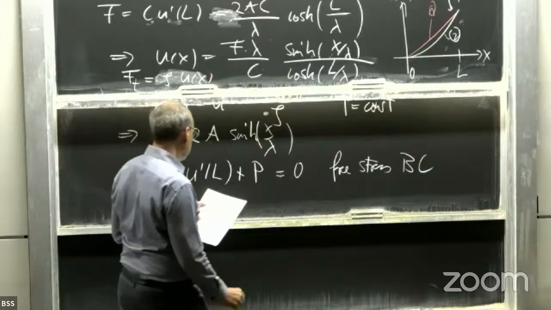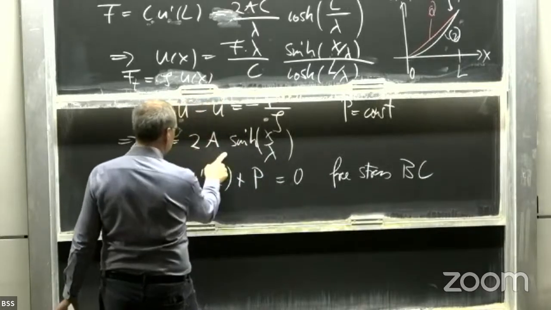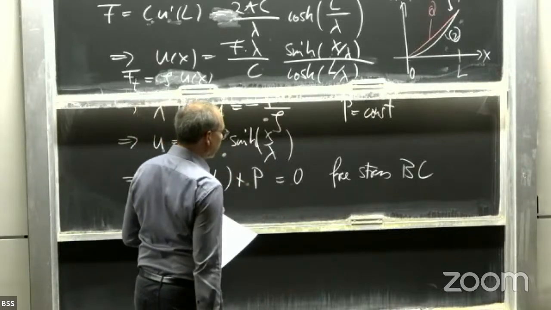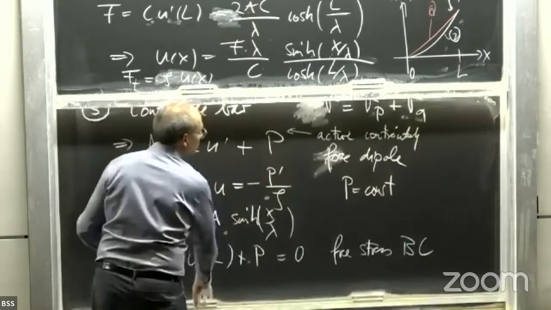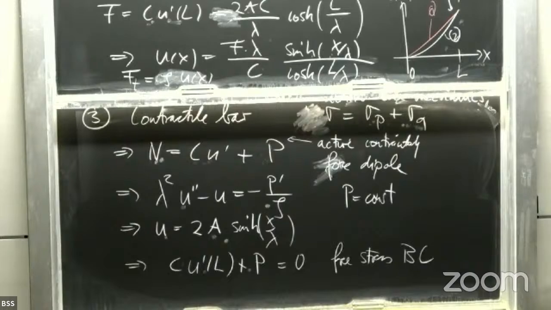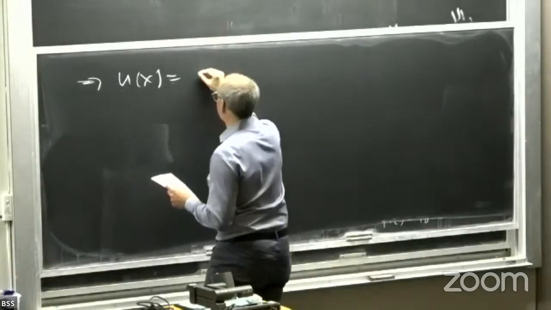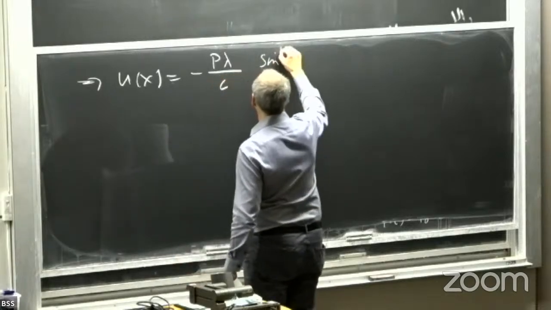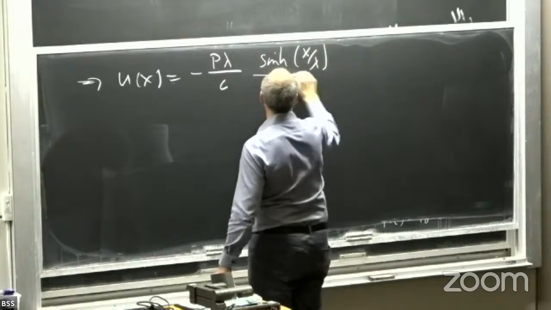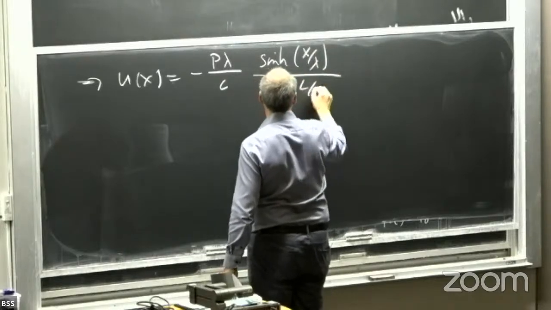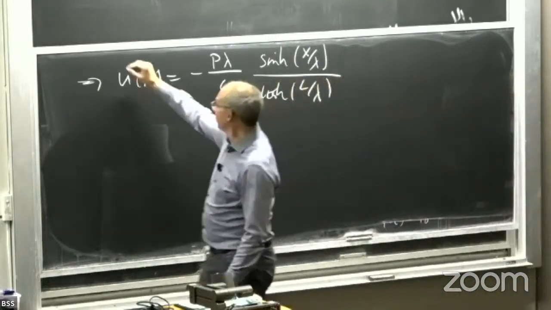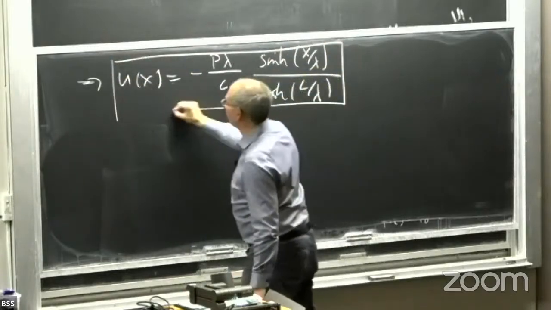And with this, we actually can determine the A. So we have the U here. We have to take the derivative of U. This involves the A. And from this, we can extract the A. And then we put this back into our solution. So now I go to the last board. And our solution will be minus P times lambda divided by C, the sinh x over lambda divided by the cosh L over lambda. And that's it. This is our analytical solution of the model.